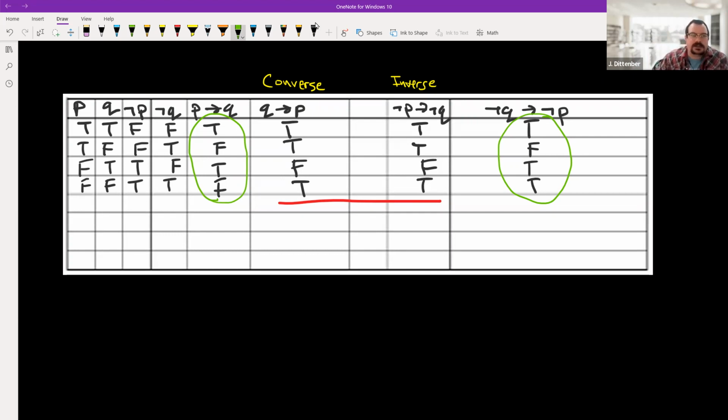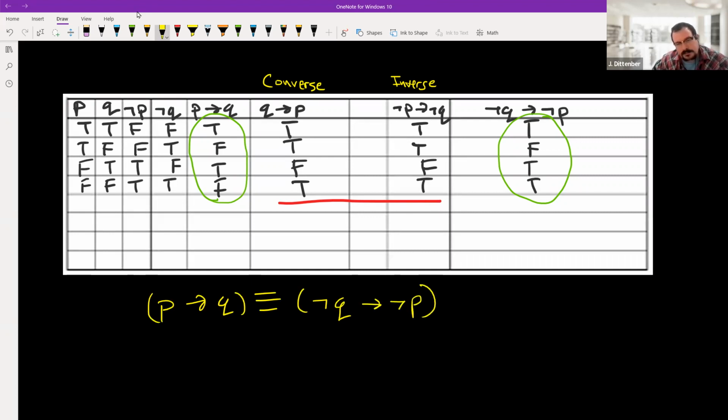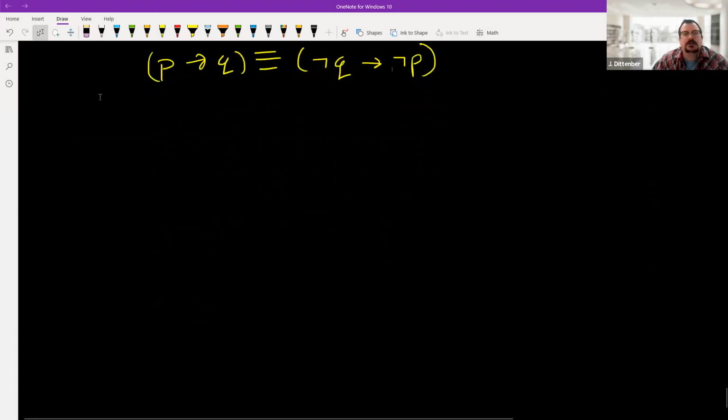And so I could write it down like this. P implies Q is logically equivalent to not Q implies not P. Not Q implies not P. Okay, and let me give you an example using words.